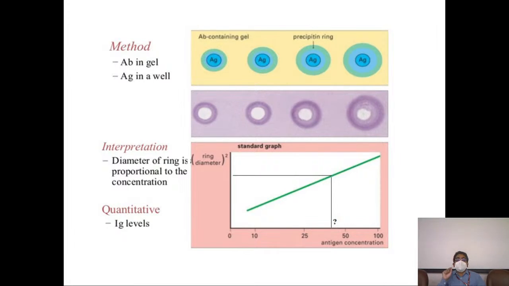Now we put an unknown antigen in and put the value of the ring diameter into the graph, and from that graph we get to know, in a semi-quantitative way, the concentration of antigen in that sample. Why am I using semi-quantitative? Because that's an indirect way of getting it. Quantitative is where we exactly quantitate how much it is.